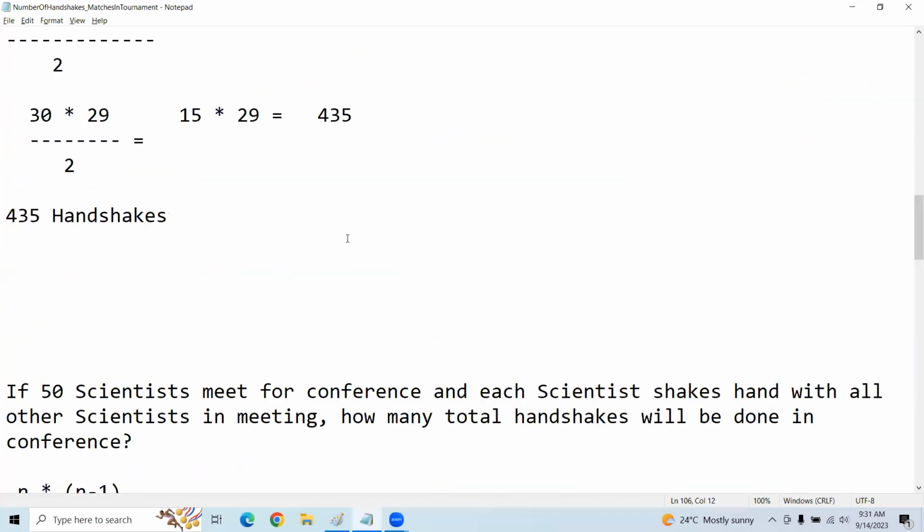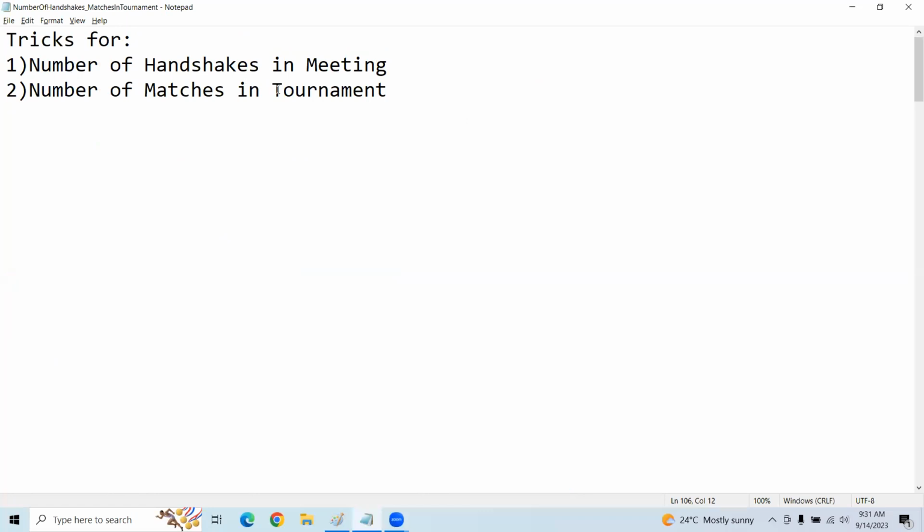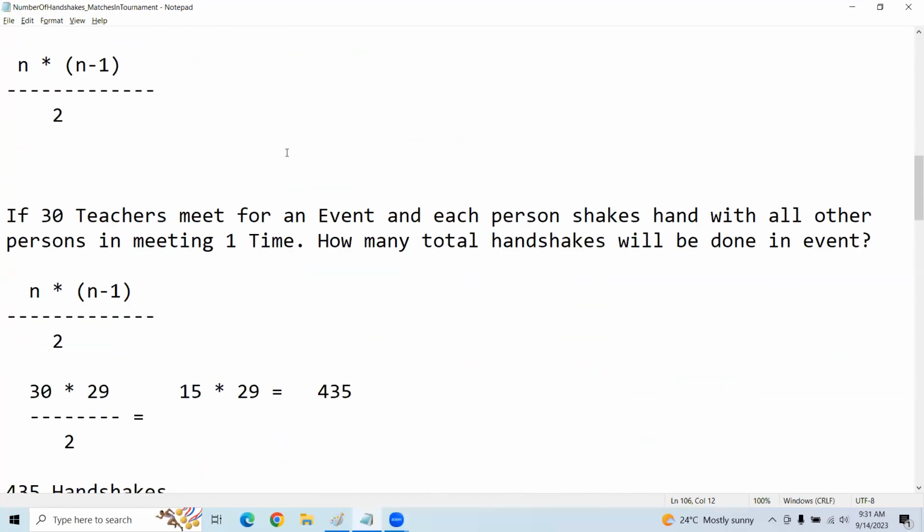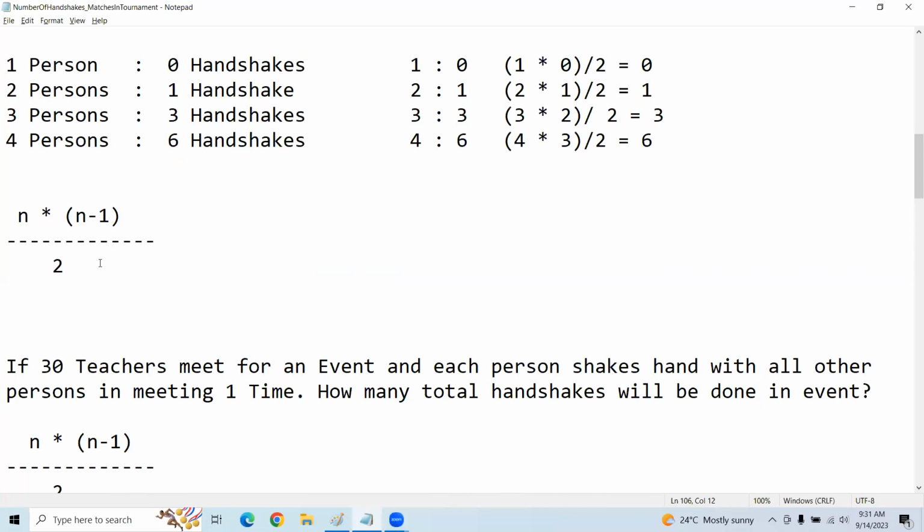So just look at the formula, number of handshakes in a meeting, number of matches in a tournament. You have only one formula: assuming n number of people you have, your formula is n into n minus 1 upon 2. Thank you.